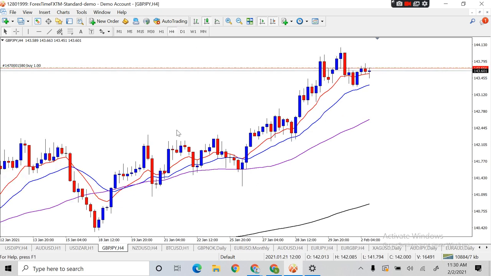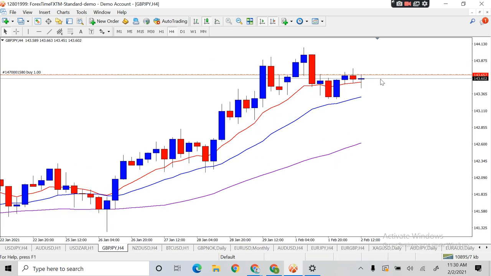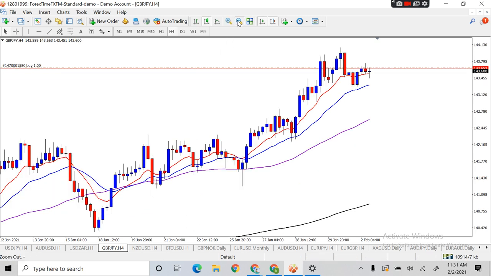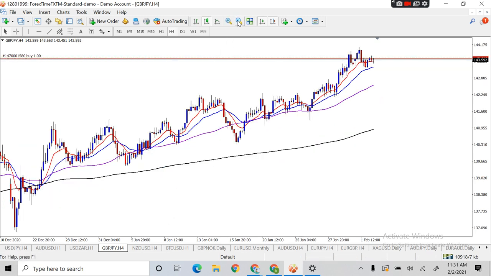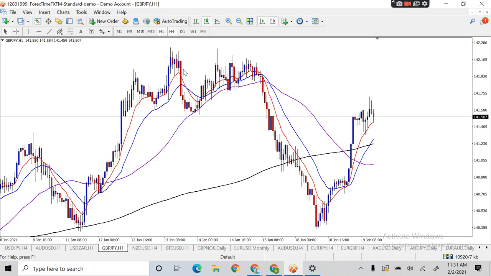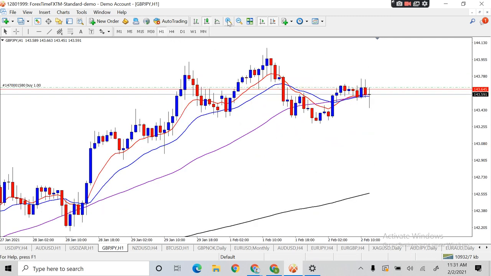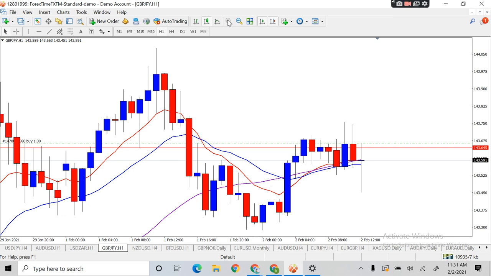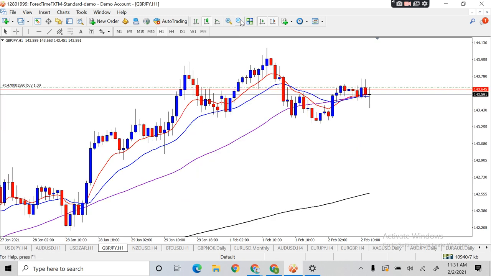On the H4, I think it's a good time to also buy. If this ends on a bullish note, that is by a bullish engulfing, then I would buy this pair. All right. So right now, it's still saying a very good buy for GBP JPY. So all you need to do is go to your time frame, look for your bullish trigger or your buy triggers, and you're in for a wonderful time with this pair.